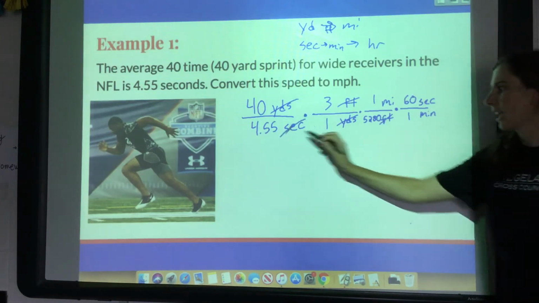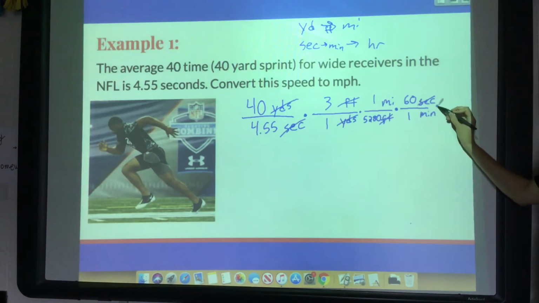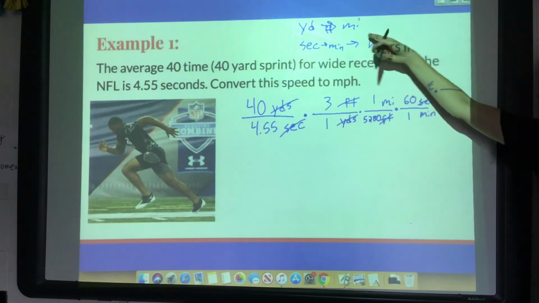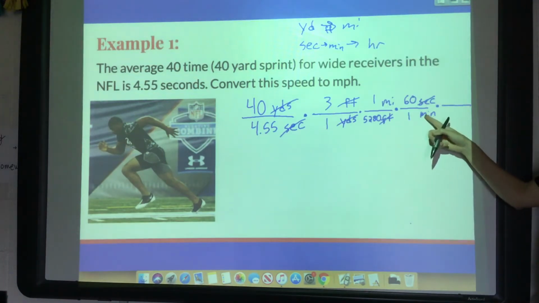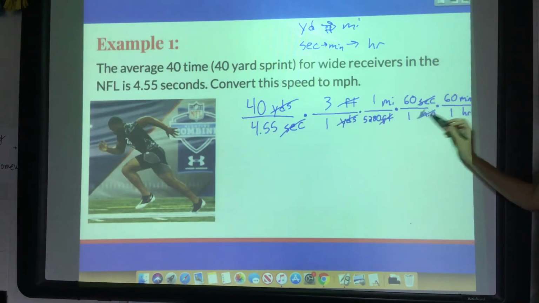So now seconds cancels, and I'm in miles per minute. I need 1 more conversion. I need to go from minutes to hour. Again, since minutes is on the bottom, I need it to be on the top over here. Sorry, I'm running out of room. Minute to hour. I know 1 hour is 60 minutes. All right, I'm finally good to go because minutes cancels, and what I have left is miles per hour.